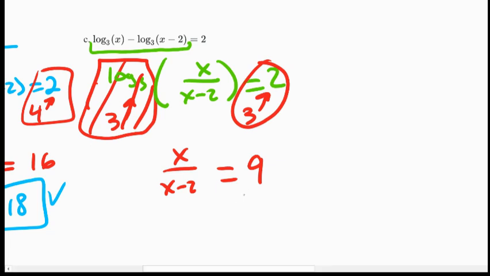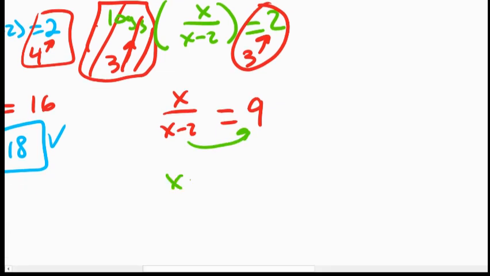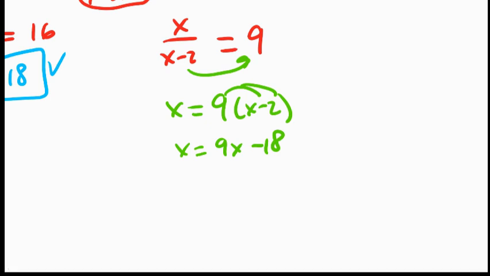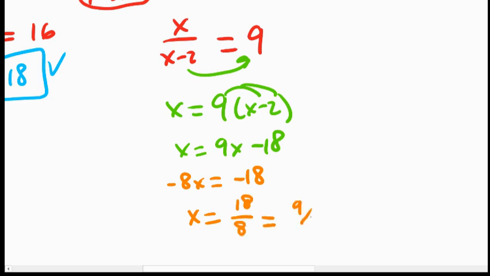Then I'm going to multiply this x minus 2 over here to get x equals 9 times x minus 2. Distribute to get x equals 9x minus 18. Subtract 9x from both sides to get negative 8x equals negative 18. And then divide both sides by negative 8, which will give me a positive 18 over 8, which simplifies to 9/4.